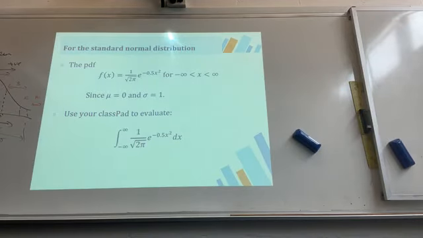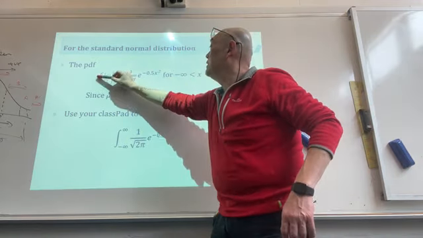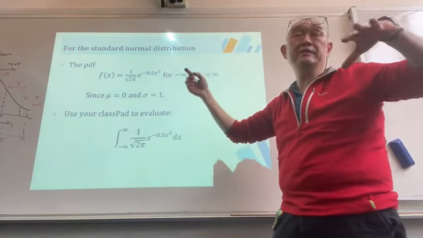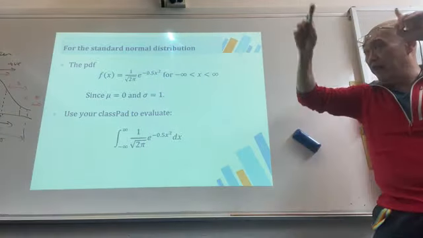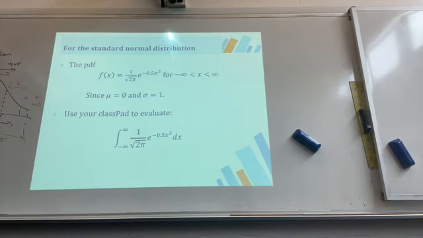Now, for the standard normal distribution, you know that the mean is 0 and sigma is 1. Rearrange it. This PDF is now independent of the mu and sigma, because we have standardized everything. All the data is in just one graph, which is a standard form. So can you use your ClassPad to evaluate that, please? From minus infinity to plus infinity.